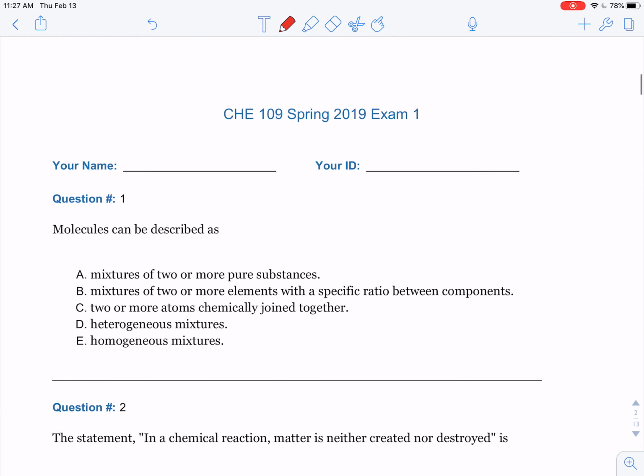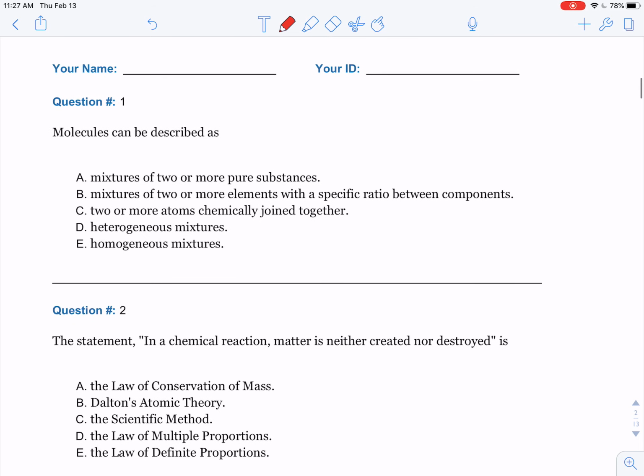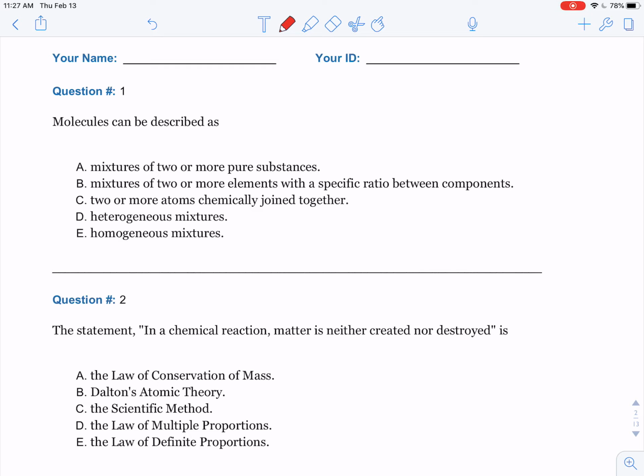Okay, now let's go to the exam, right? So this is exam 1 from spring 2019 because it represents better what we are covering. So the first question is, molecules can be described as... and molecules, simply put, are compounds. Compounds in turn are pure substances.